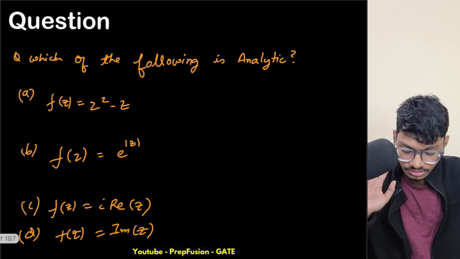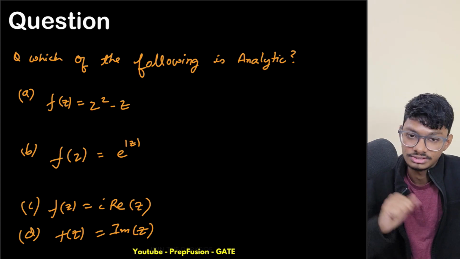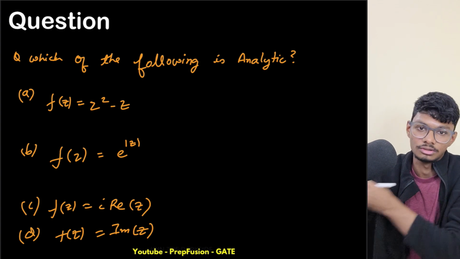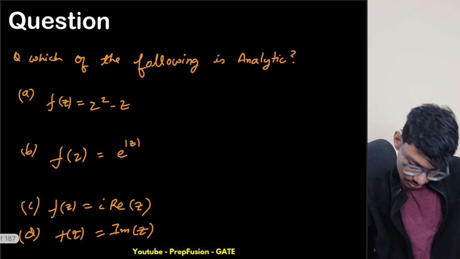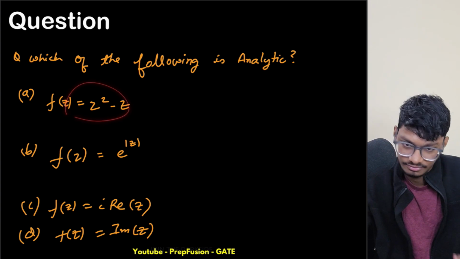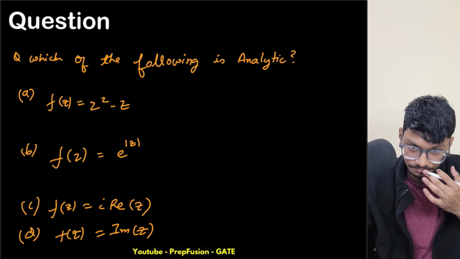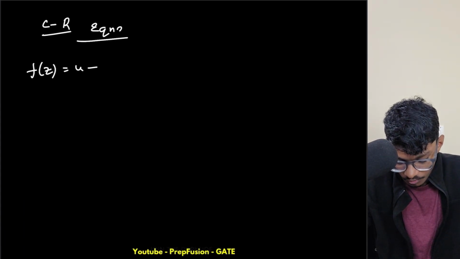Now the next question is, you have to find which of these functions are analytic. For checking analyticity, we use the Cauchy-Riemann equations. So simply we use the CR equations, and you will be able to easily solve this. Now this first one is analytic, just by seeing this we can understand, because this is a polynomial, but still let's solve it. So your f of z is u plus iv.